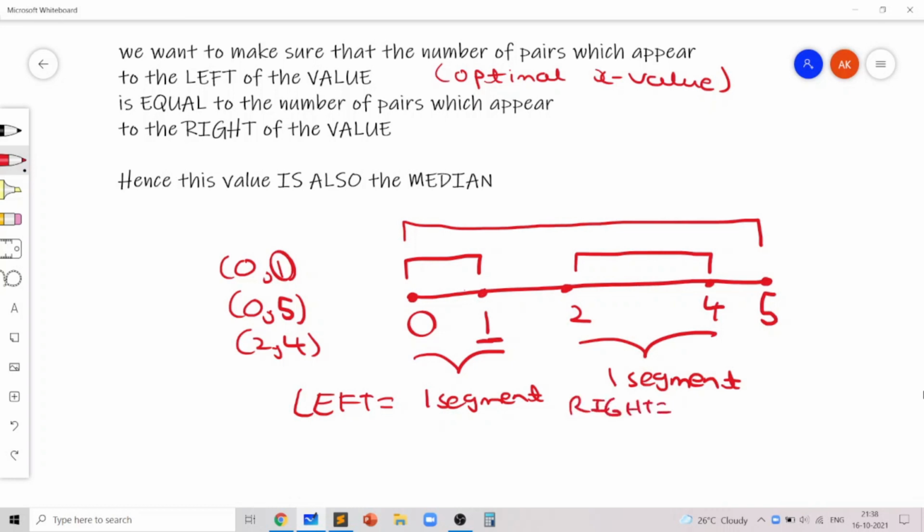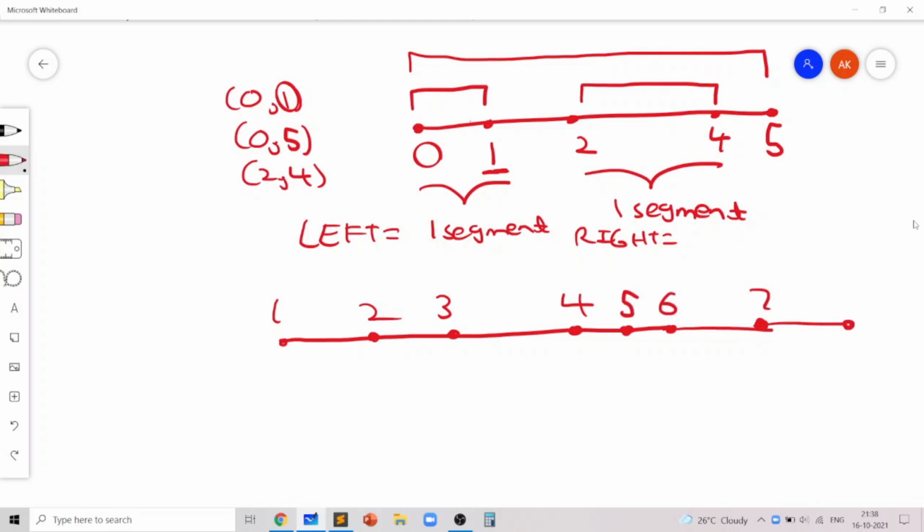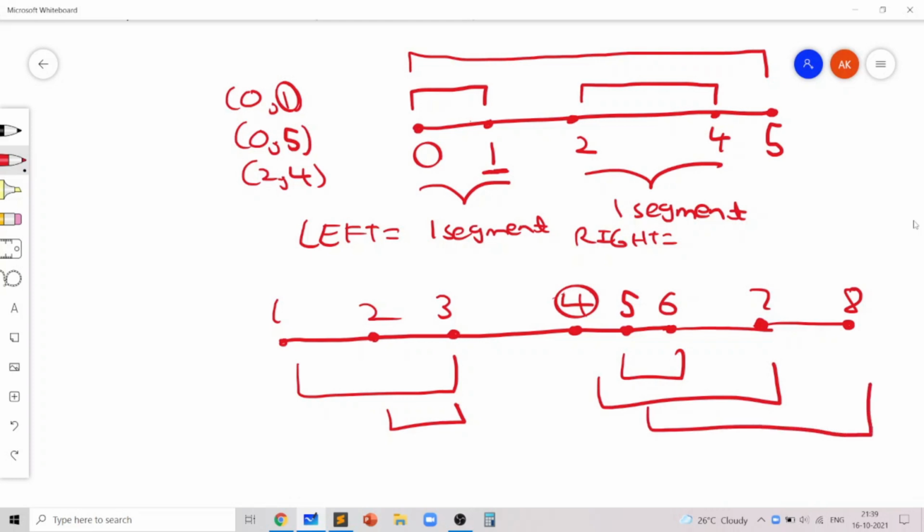Now let's say in general we took some number of points, and let's say that we took the median of these points. So let's say we have, for example, 8 points, and let's say we took the left median, because that's what we always do. We'll take the left value of the two medians. So in that case we took the number 4. So why does 4 always ensure that whatever segments appear to the left are going to be equal to whatever segments appear to the right?